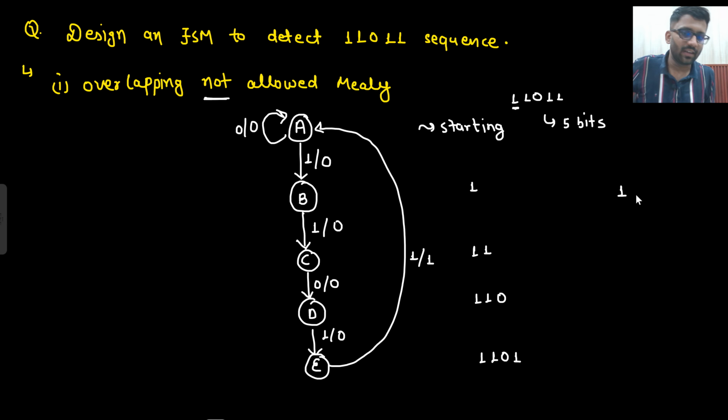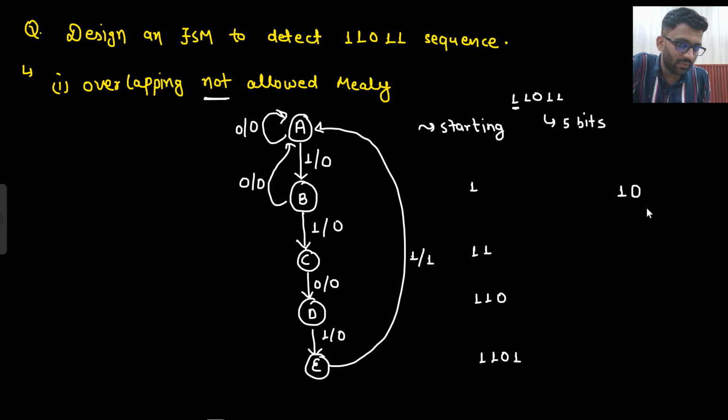In the next state, if I get 1, then I know I need to go ahead, because that is the sequence that we want. But what if I get 0? If I get 0, then I know that I have to go back to A only, because I will have to start right from the beginning again.